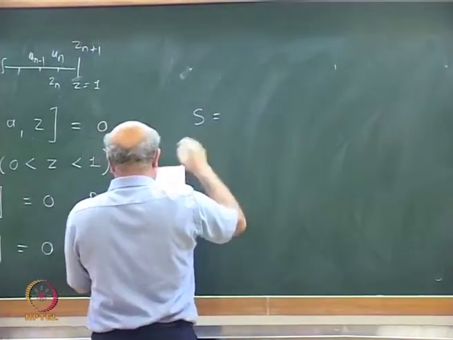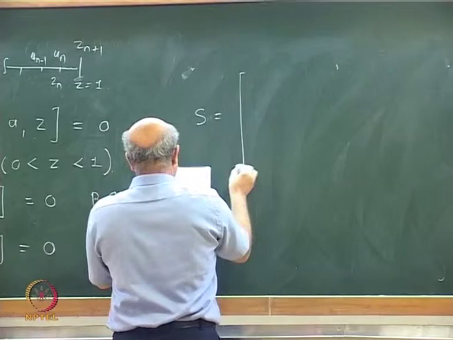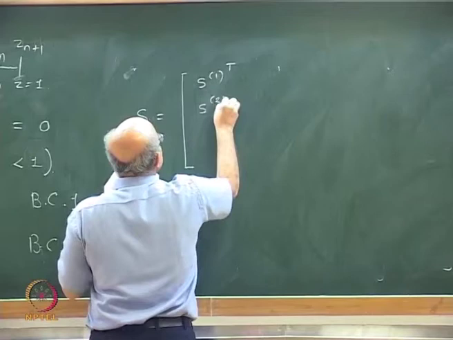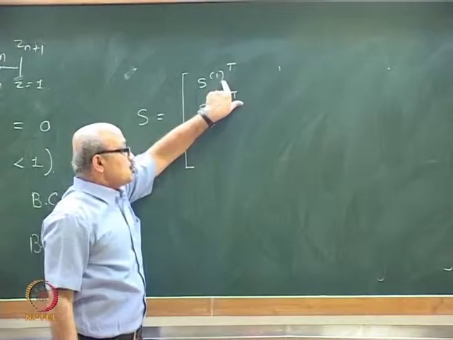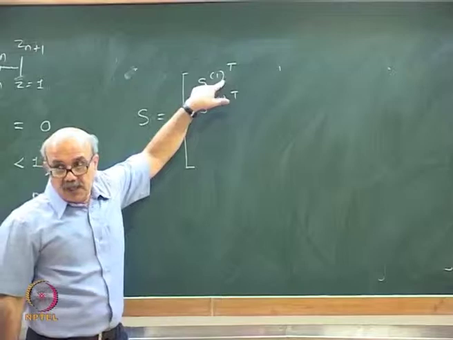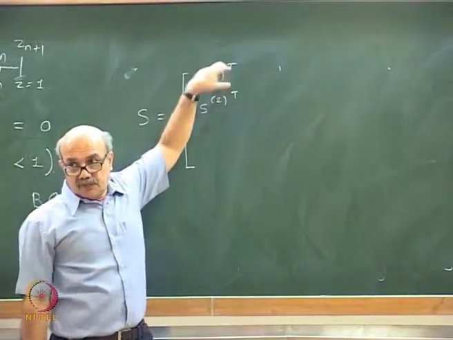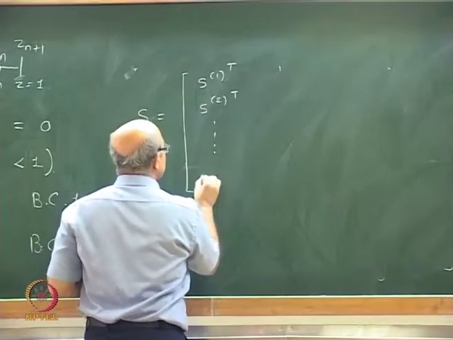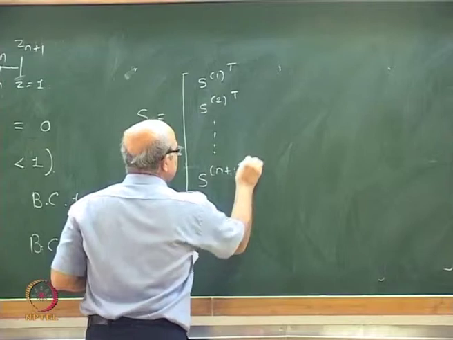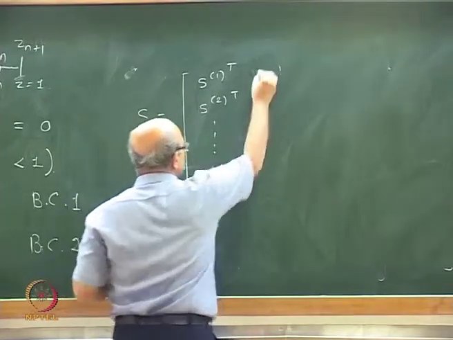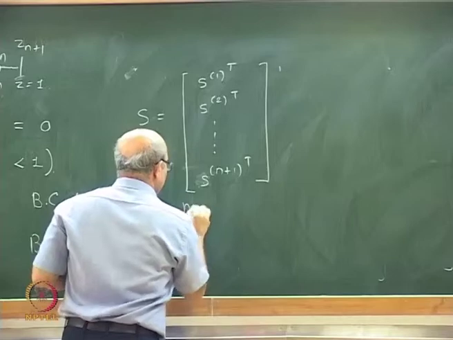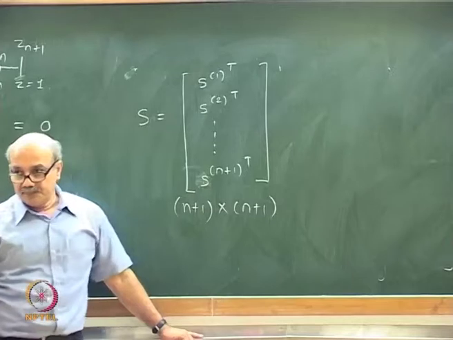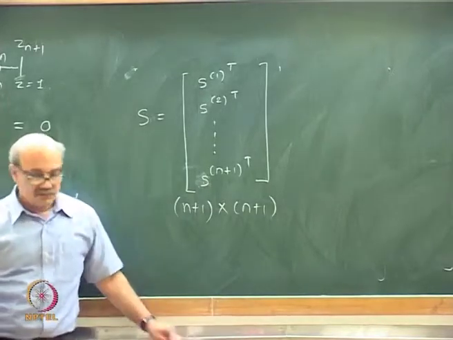So this S matrix is going to be defined like this. It consists of S1 transpose, S2 transpose, and so on. Here S superscript 1 implies it's a vector: first vector, second vector, third vector, and so on, up to S n plus 1 transpose. So this is an n plus 1 cross n plus 1 matrix.